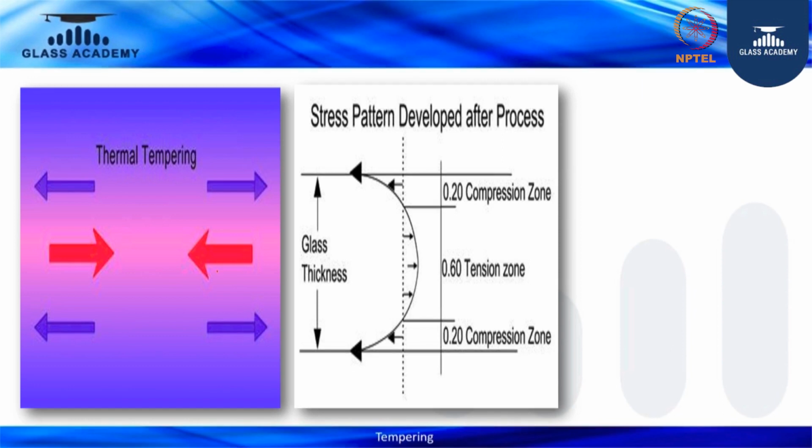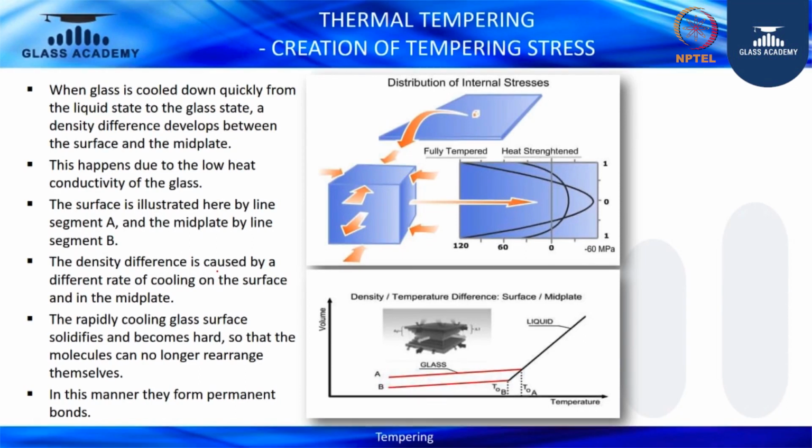In the blue region, where you see the 0.2 region, that is a compression zone, because the surface compression is rendered on the top. When you go for rapid cooling, the surface gets cooled first, so those areas like phase 1, phase 2 easily get cooled because of the rapid cooling. And here 0.6 is the zone called the tensile zone, and again there is a compressive zone. The stress pattern is developed after the process. I'll explain it in a bit more detail.